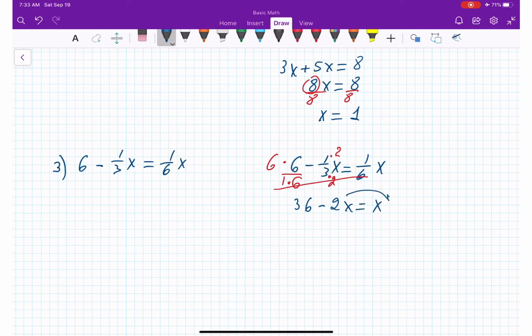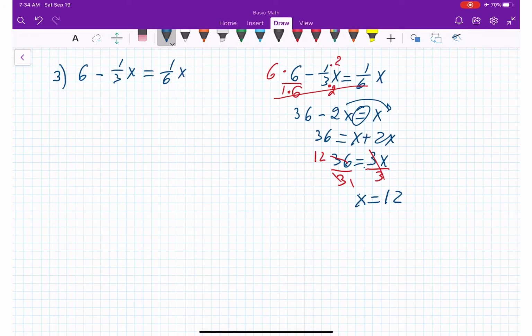Alright, moving this 2x to this side, I'm going to get x plus 2x, because every time I'm moving over the equal sign, I'm flipping the sign. So 36 is equal to 3x. Since the coefficient of x is 3, we need to get x by itself. So I'm dividing by this 3, and therefore dividing here also by this 3. 3 and 3 is gone. 36 divided by 3 is 12. Okay, the answer is x is equal to 12.